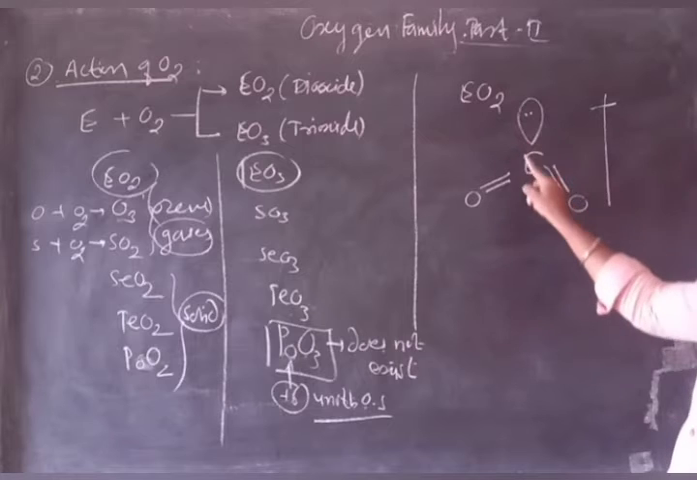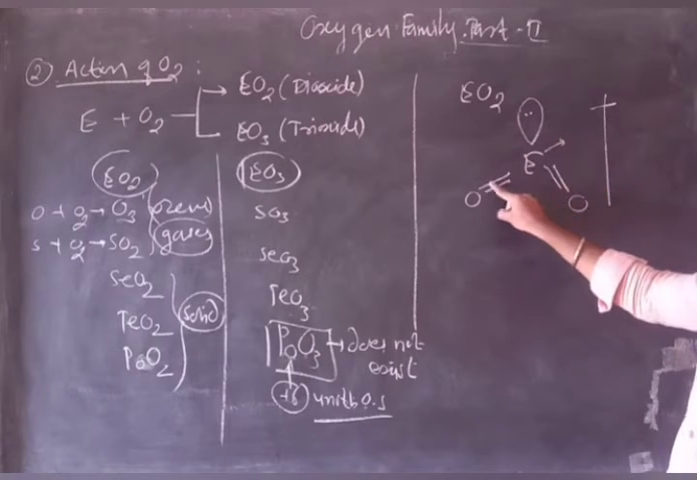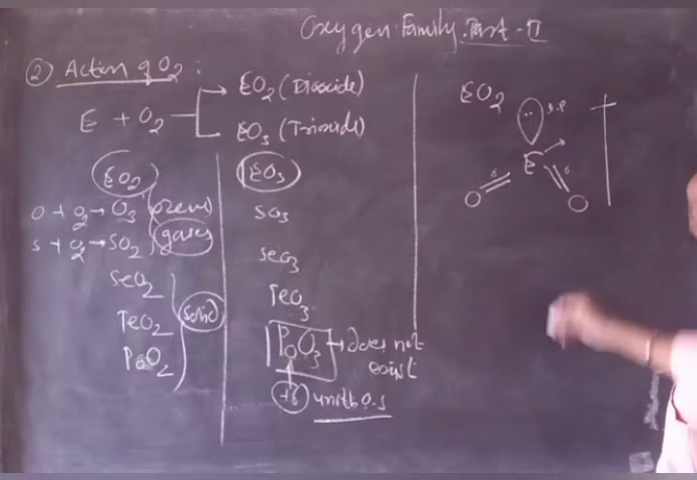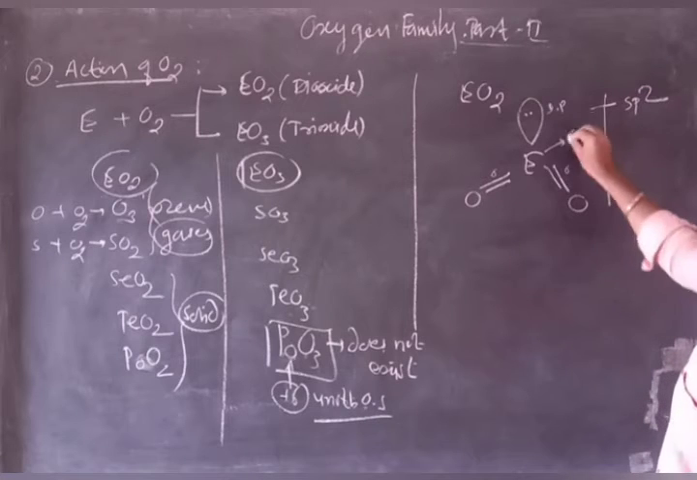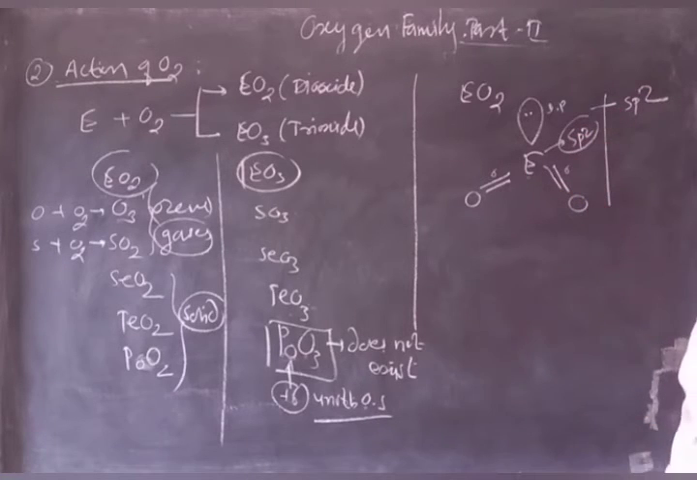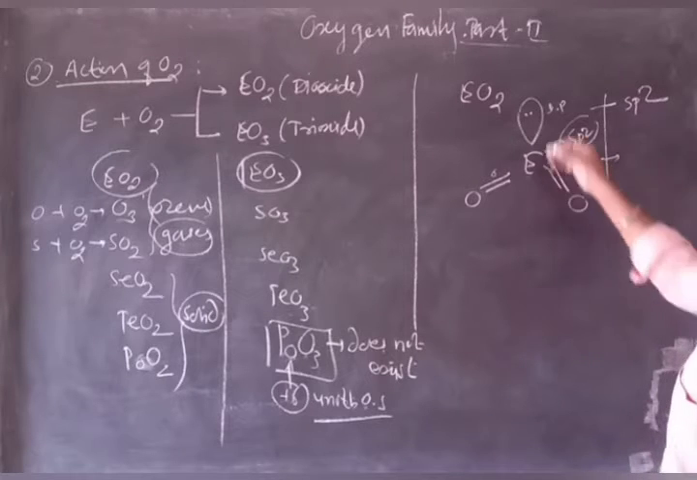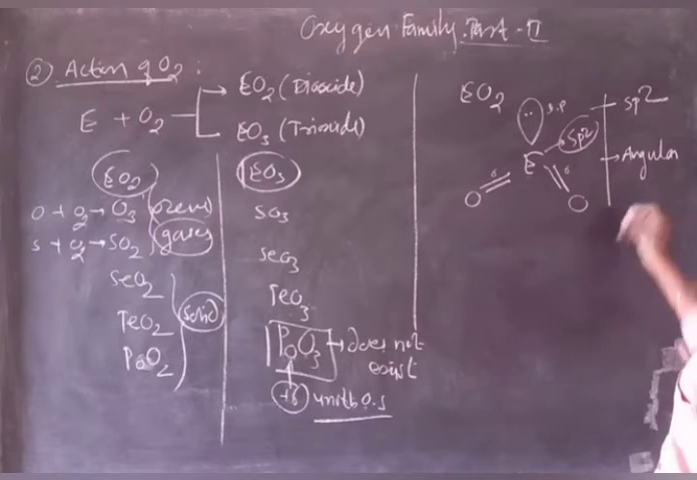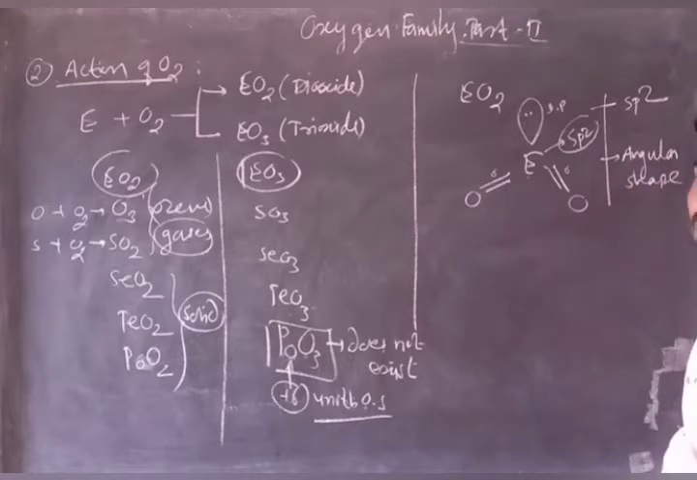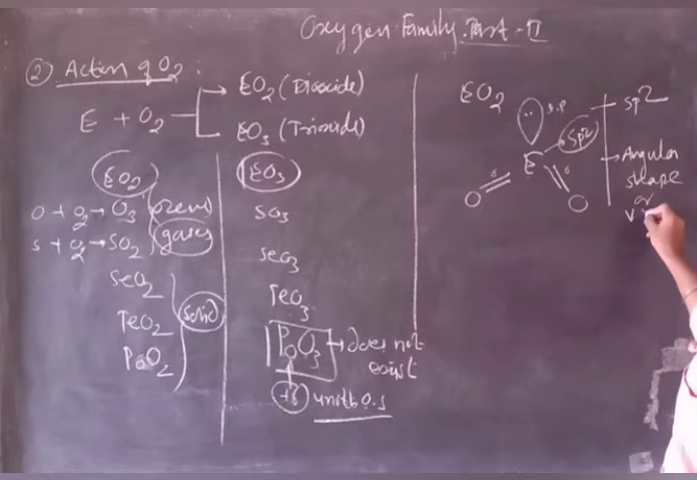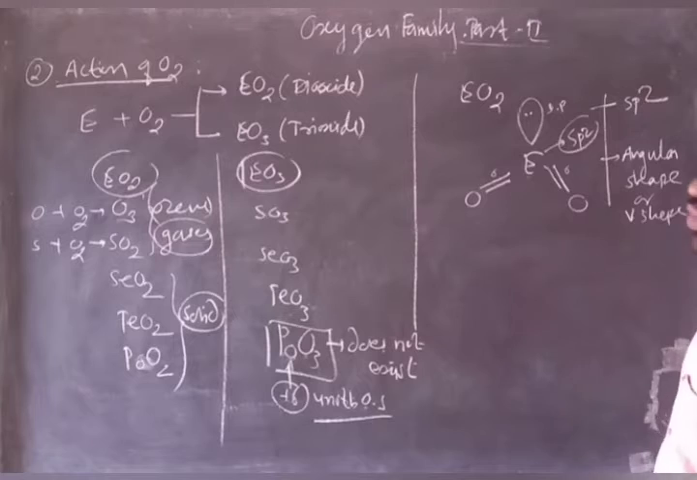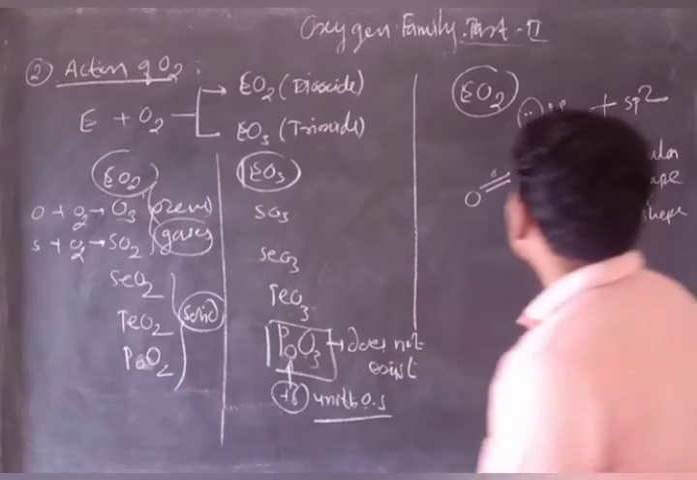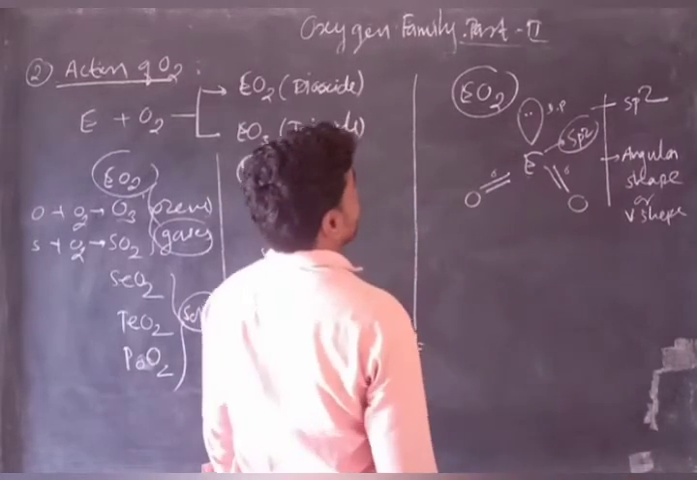If we see the hybridization of this element, there is one sigma bond, another sigma bond, and a lone pair. So 2 sigma bonds and 1 lone pair means it has sp2 hybridization. So this is sp2 hybridized, and its shape is angular. Or we can also consider this the V-shaped dioxide. So these dioxides have such an angular shape. Okay, my dear students.